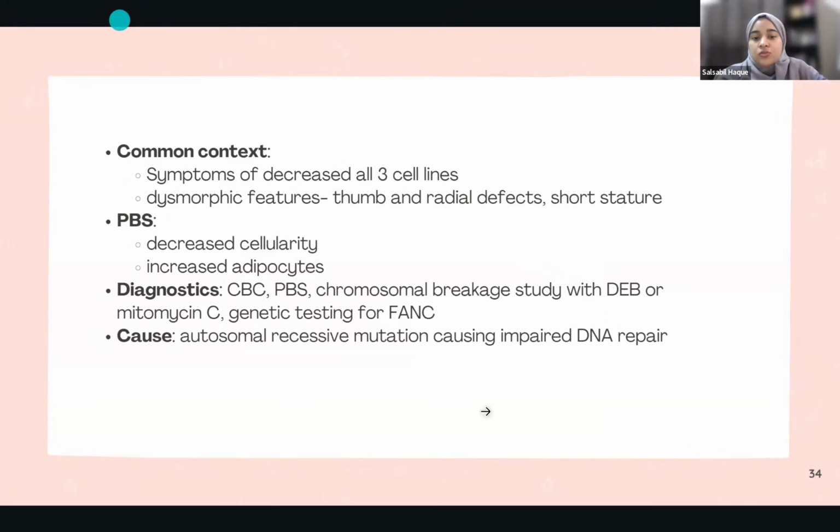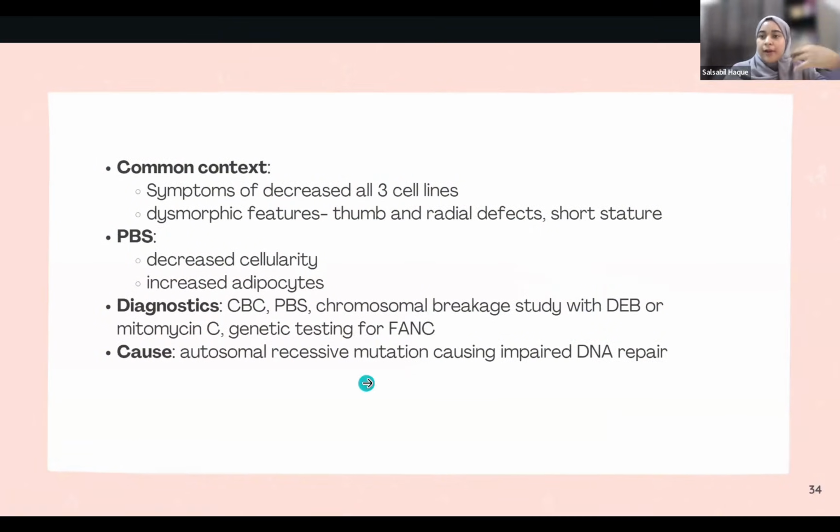And this is an autosomal recessive mutation which causes impairment of DNA repair. So normally DNA is repaired spontaneously through the repair mechanisms that we have in place. However, if there is a mutation of one of those mechanisms, then that will cause Fanconi anemia, or impaired DNA repair, I mean, and this causes instability of the DNA.